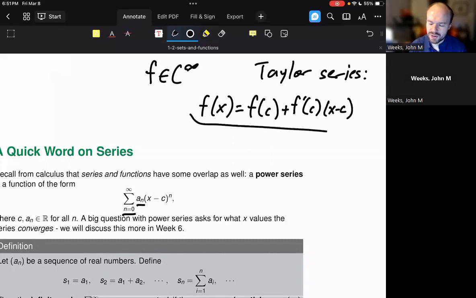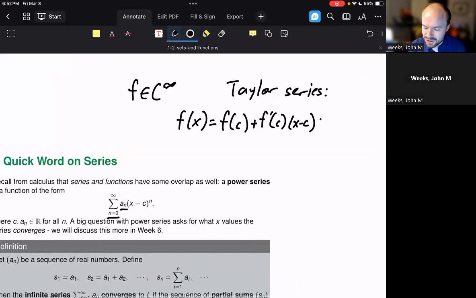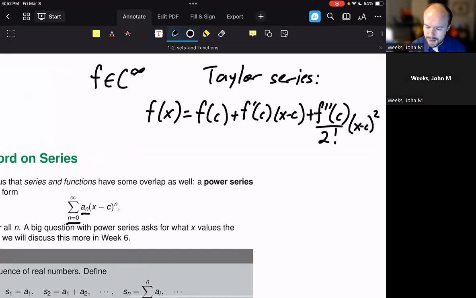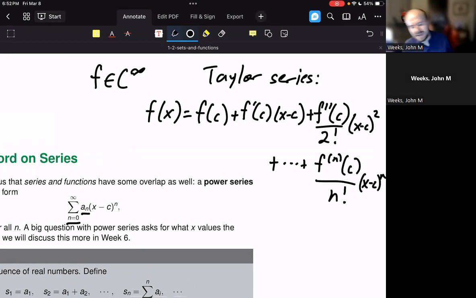You might notice that by itself, this is the definition of the tangent line of the function f at the point c. But I could go farther and get the tangent parabola by taking f double prime of c divided by 2 factorial times x minus c squared, plus, and I can keep going, taking the nth derivative, dividing it by n factorial, and then multiplying it by x minus c to the n. This is an example of a power series.